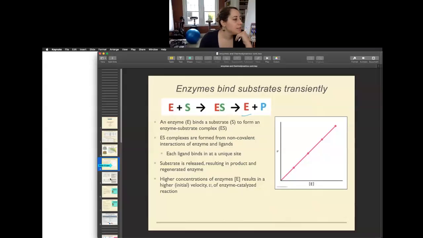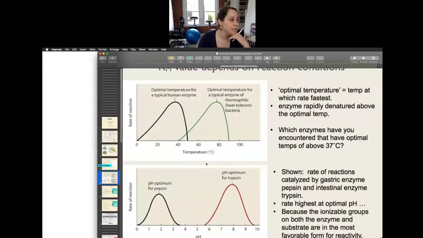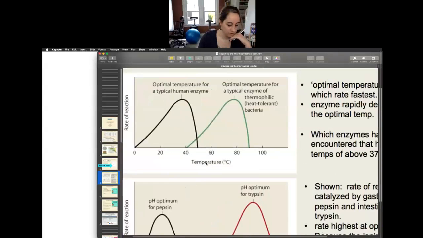I also wanted to touch on this idea on the next slide. So this slide shows the differences in enzyme function at different temperatures and different pHs. So let's take a look at the temperature first.